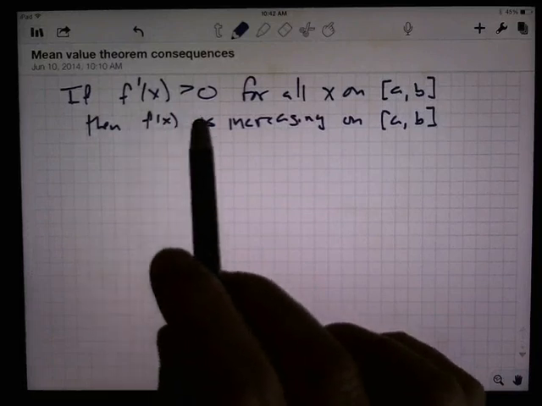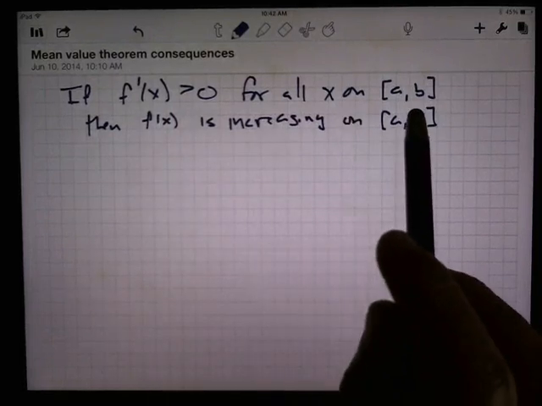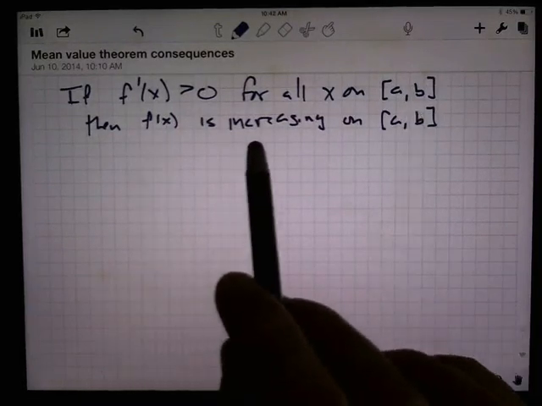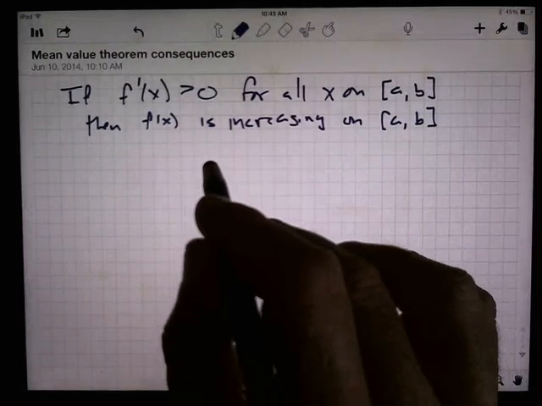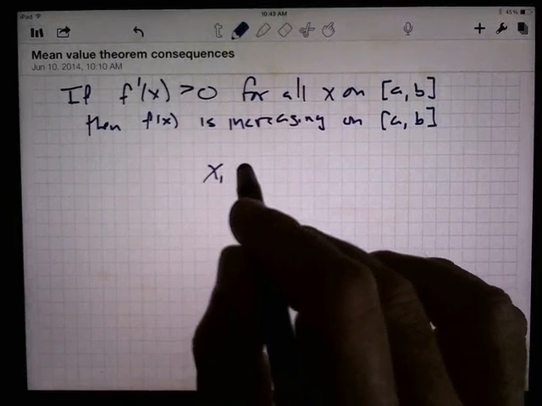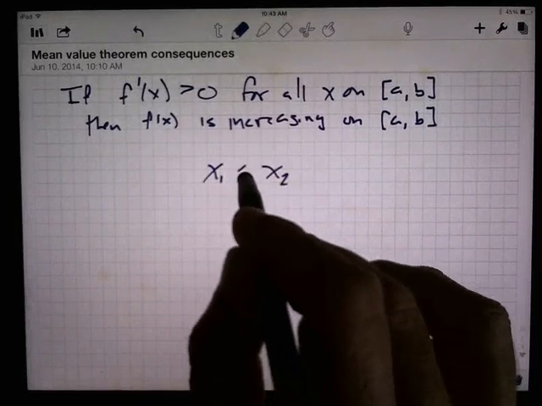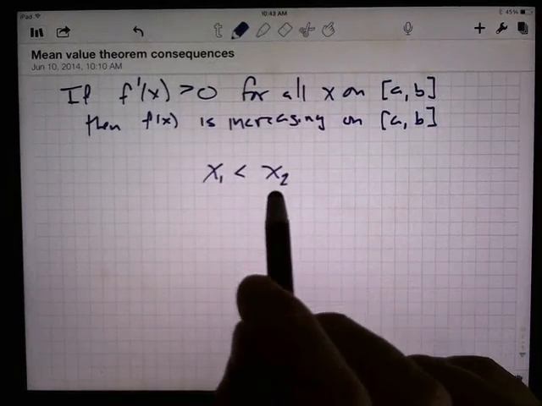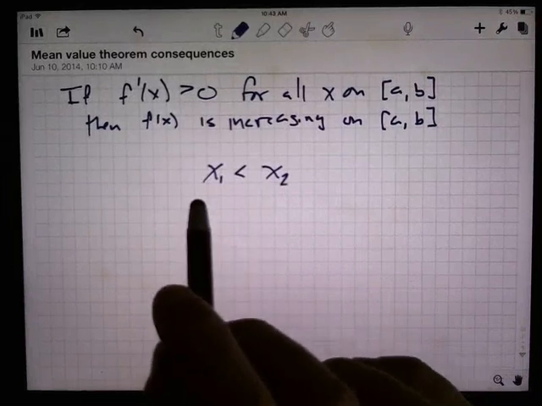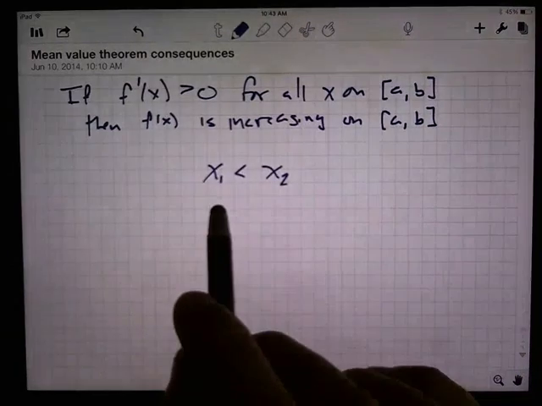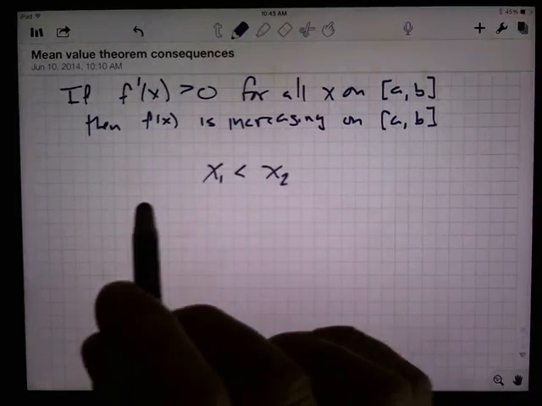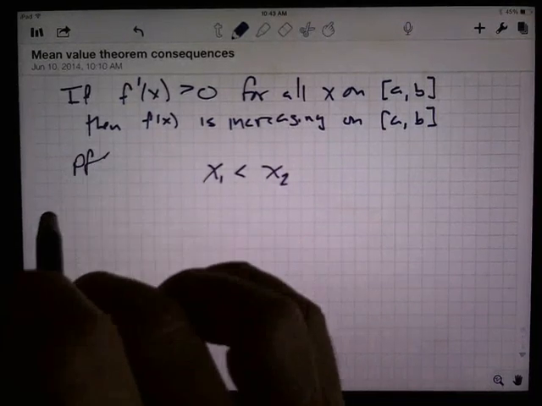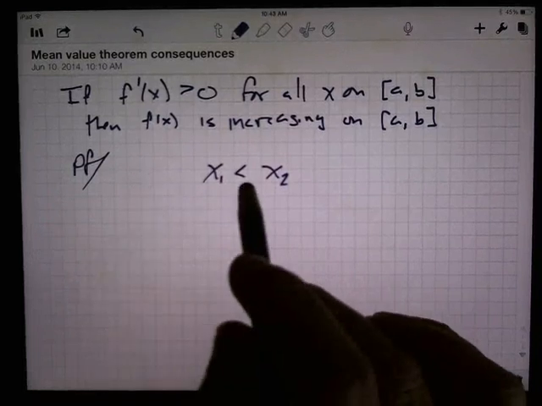So here's the first consequence. It says if f prime of x is bigger than 0 for all x on the interval from a to b, then f of x is increasing on a to b. And what does increasing mean? Increasing means if you've got two x values, x1 and x2, where x2 is bigger than x1, then the function value at x2 will be bigger than the function value at x1. If this is always the case, that bigger x values give you bigger y values, then we say it's an increasing function. So here's my quick proof of this, or at least some justification as to why.